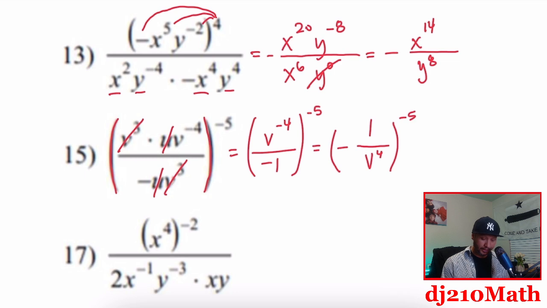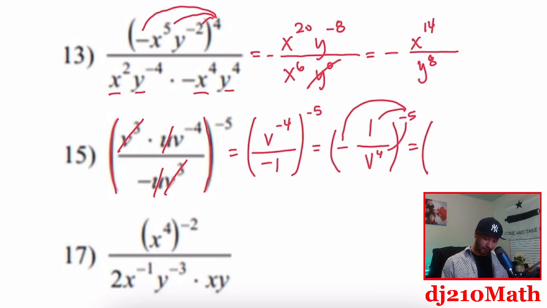And then to the negative 5th power. Okay, the negative 5th power is going to apply to the negative. It's going to apply to the 1. It's going to apply to the v to the 4th. So simplifying this, is the negative going to stay or go away? Correct. It's going to stay because 5 is an odd number.